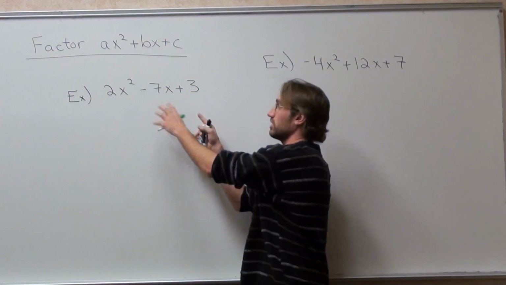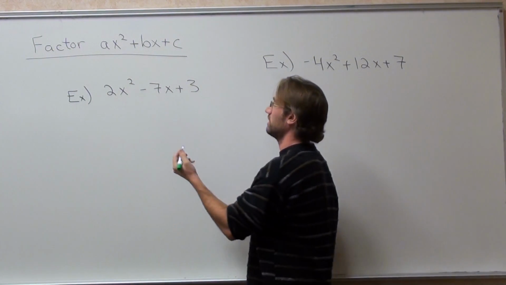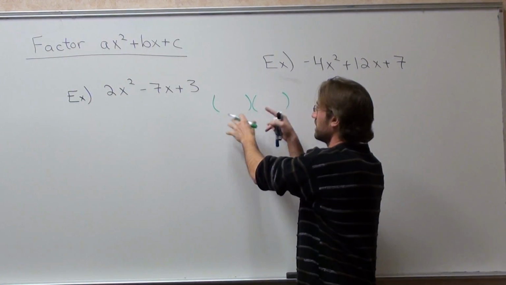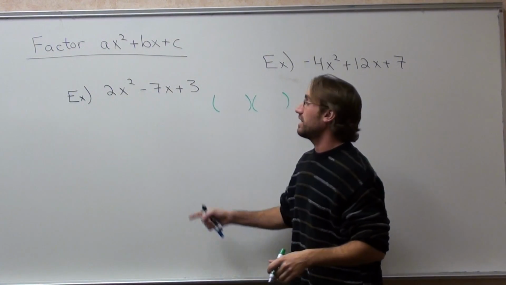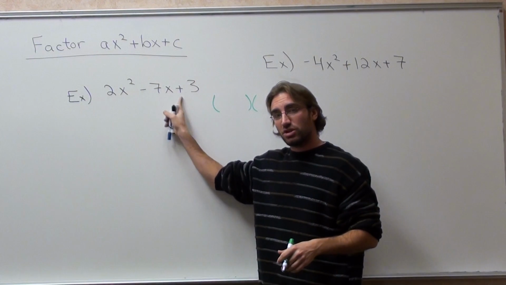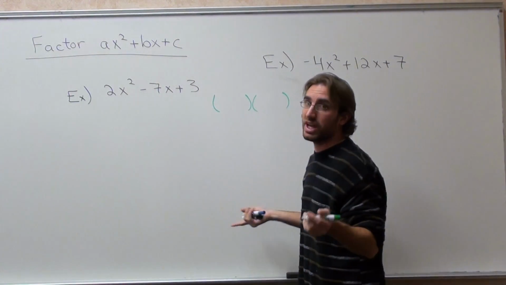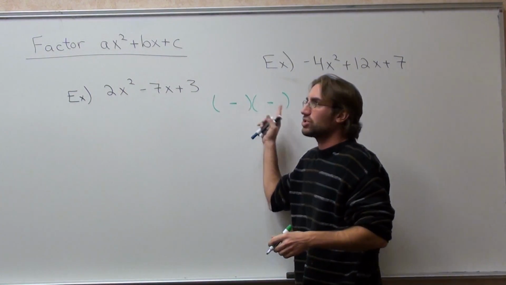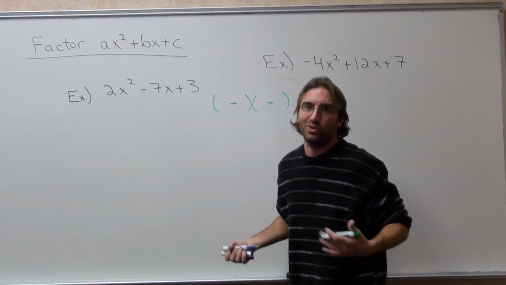Now you want to split this into two sets of parentheses. Basically you want it to be some quantity times some quantity. And the signs are negative, negative because the last term is positive and the middle term is negative. So that's what I do know. I don't know if it's 2x and x, I don't know if it's 3, I don't know. Let's just say I don't really know.